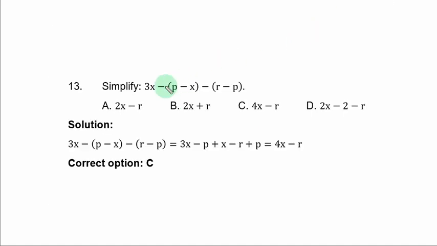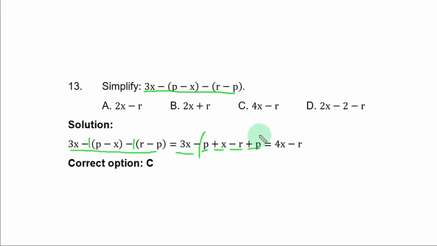Question 13, simplify 3s minus bracket open p minus s bracket close minus bracket open r minus p bracket close. So this is the problem. Take it that this is minus 1 and here is minus 1, so that for us to open the bracket easily. So you have 3s minus 1 times p minus p minus 1 times minus s, you have plus s, minus 1 times r minus r minus 1 times minus p, you have plus p.